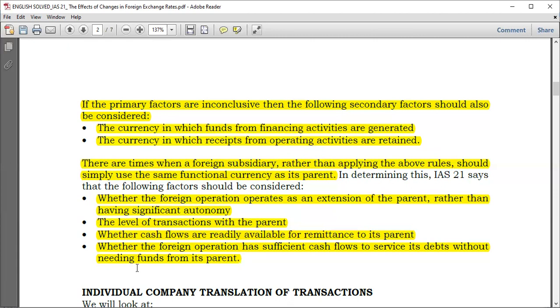And now we come to individual company translation of transactions. Okay, now let me start.